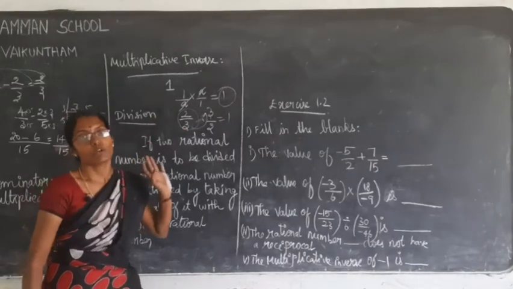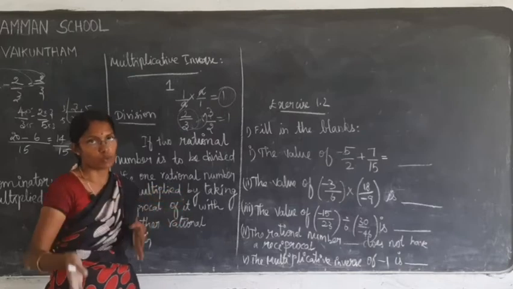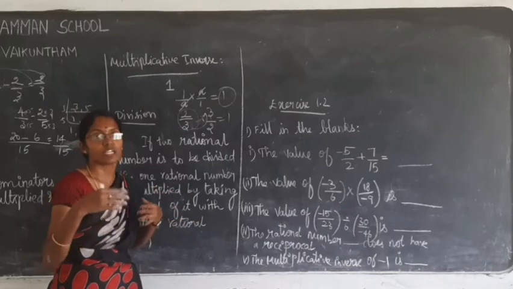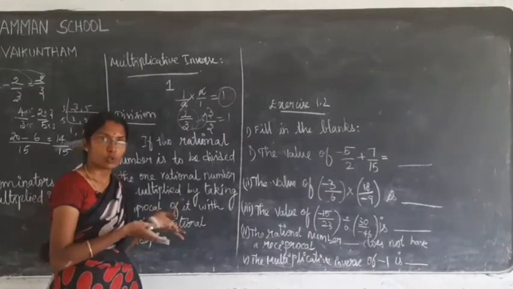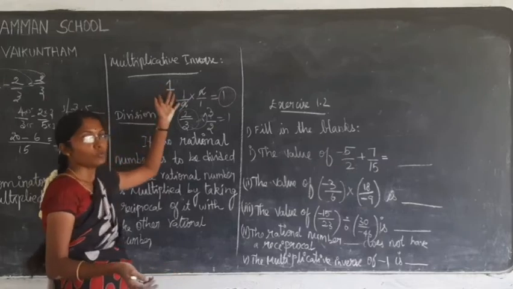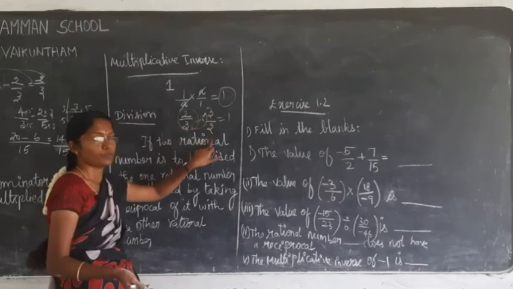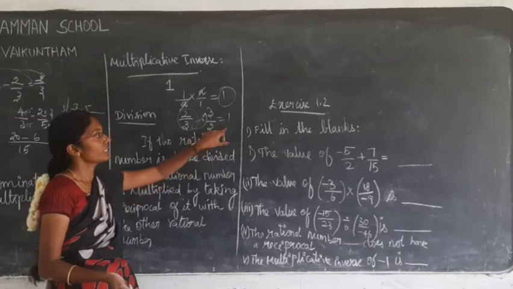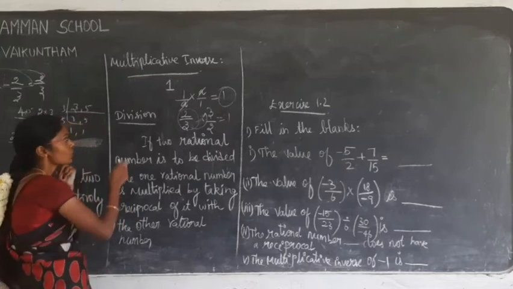What is the additive inverse? If it is 2 by 3, the additive inverse is minus 2 by 3. You should not take the reciprocal. 2 by 3 means minus 2 by 3, minus 2 by 3 means plus 2 by 3. For multiplicative, you have to take the reciprocal. So 2 by 3 means 3 by 2. Okay, so the answer will be 1.